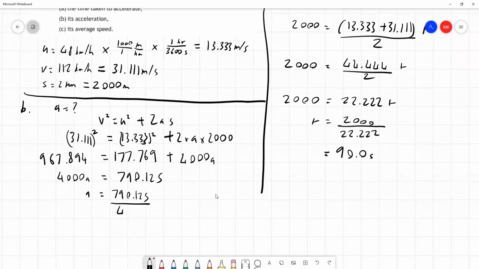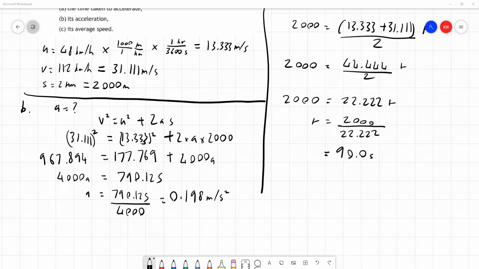So to find a, we just have to divide through by 4000, so 790.125 divided by 4000, and that gives us an answer of 0.198 meters per second squared, or meters per second per second. So that's our acceleration. We've found that, and that's part B of the question concluded.